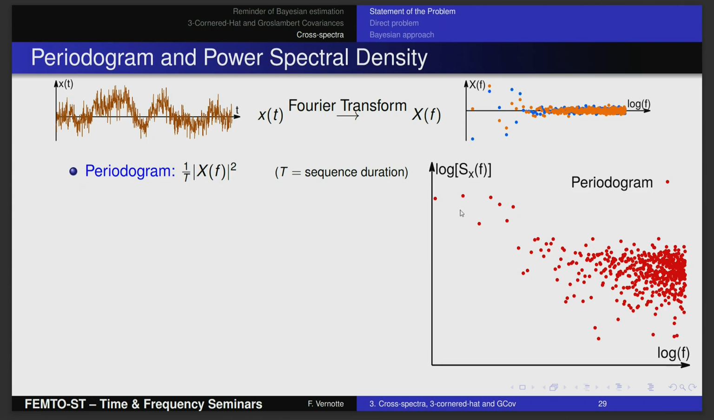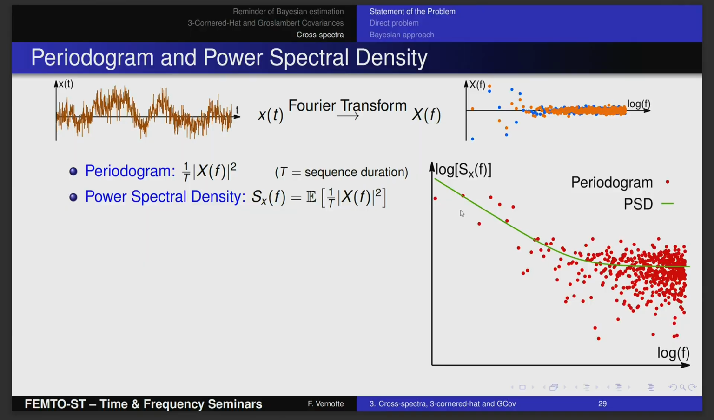But what we are interested in generally is the power spectral density. The power spectral density is something which is not random, which is smooth. It's the green curve which is here. And the spectral density, of course, is as usual a mathematical expectation. It is in the model domain.